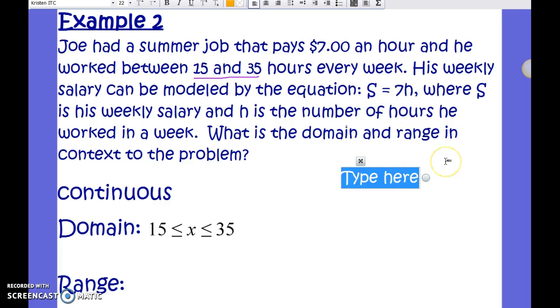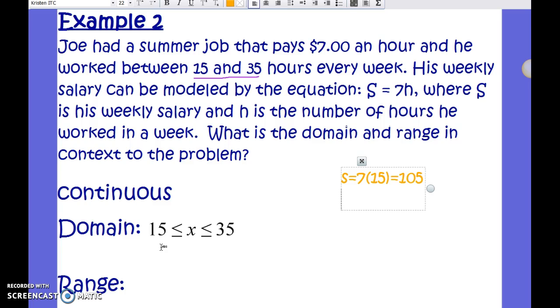So my given equation is S equals 7H. Where I see H, I'm going to plug in my first value of my domain, which is 15. I'm going to multiply 7 times 15, which is 105.